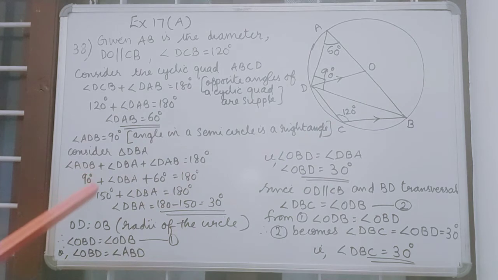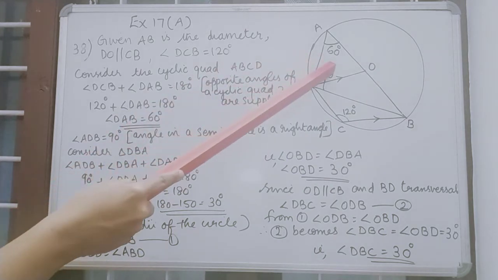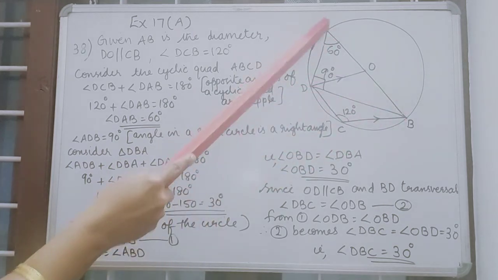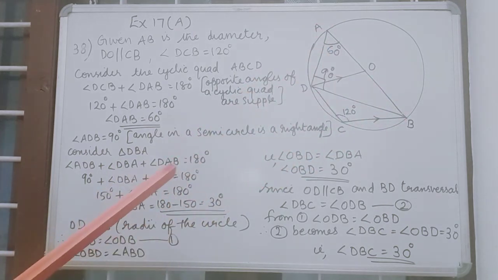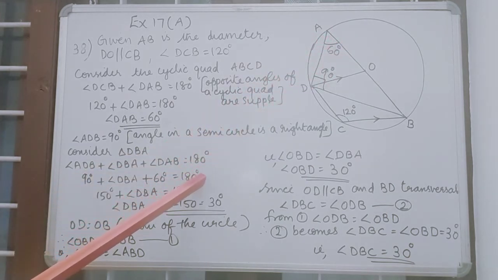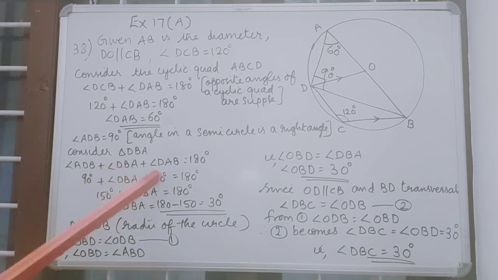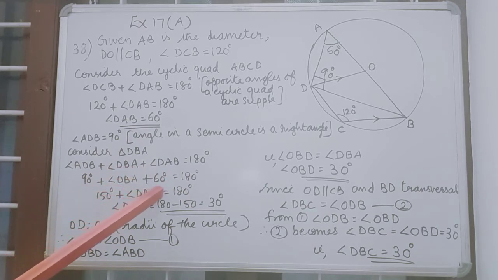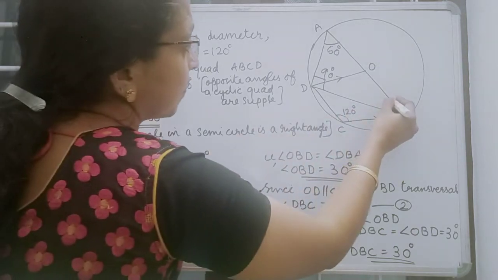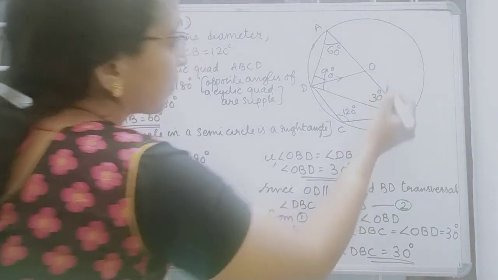That is, 90 plus angle DBA plus 60 degree is equal to 180 degree. So 90 plus 60 is 150 plus angle DBA is equal to 180 degree. Therefore angle DBA is equal to 180 minus 150, which is equal to 30 degree. We got DBA as 30 degree.